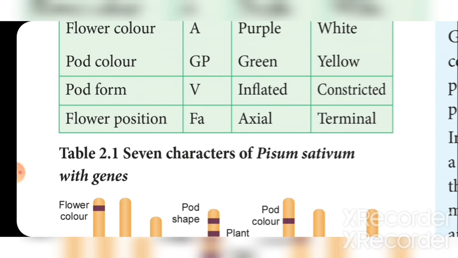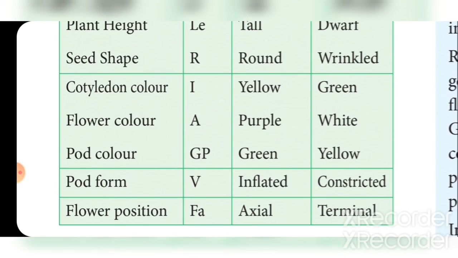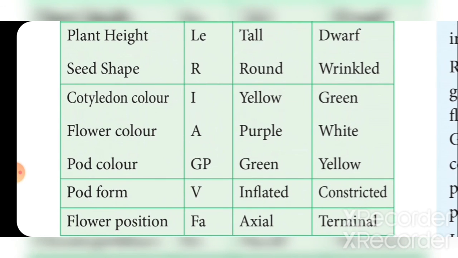These are all very important as 1 mark questions. Plant height is LE. For seed shape R, cotyledon color I, flower color A, pod color GP, pod form V, and flower position FA.